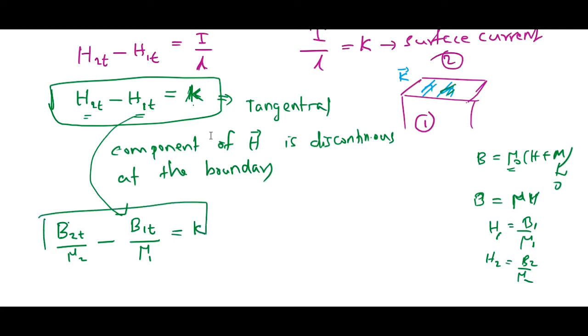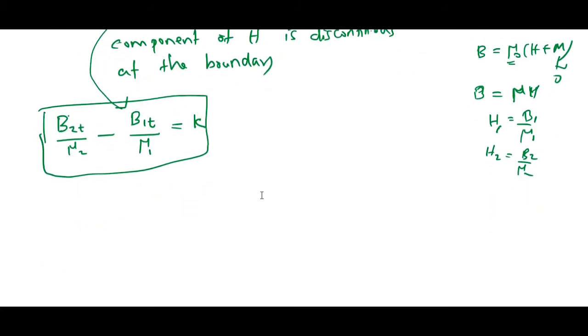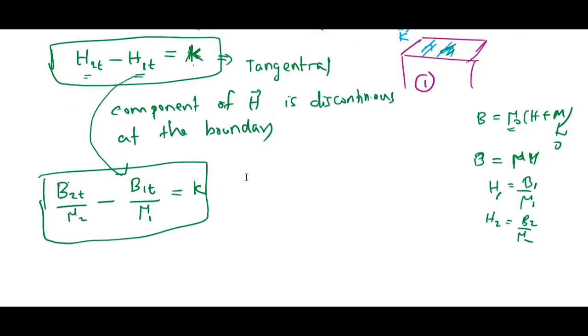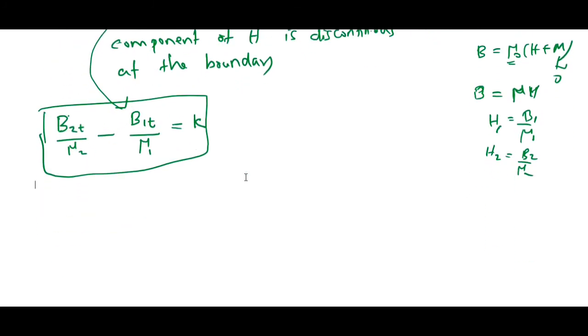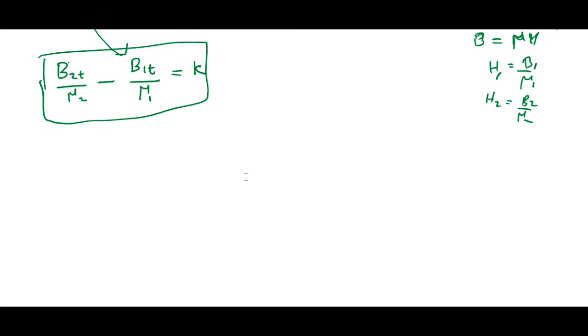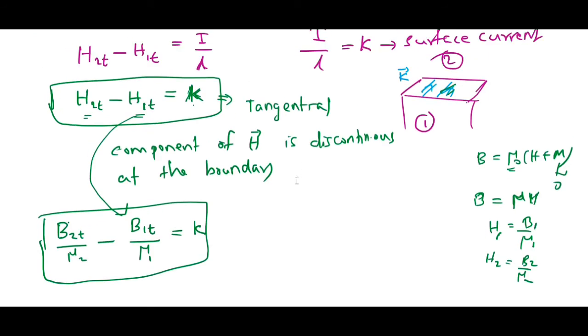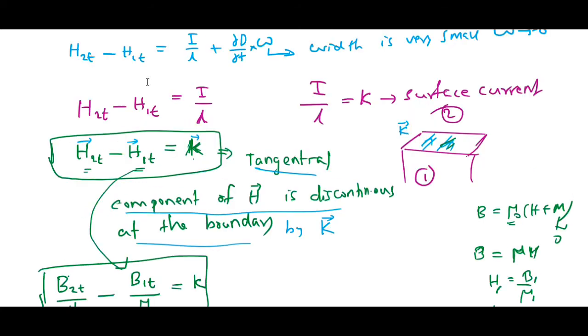Next we have to establish the normal component of the electric field and the normal component of the magnetic field. So far we discussed the tangential component of the electric field and the tangential component of the magnetic field. One more thing I would like to mention here, that the tangential component of the H is discontinuous at the boundary. And I would like to mention one more thing here also.